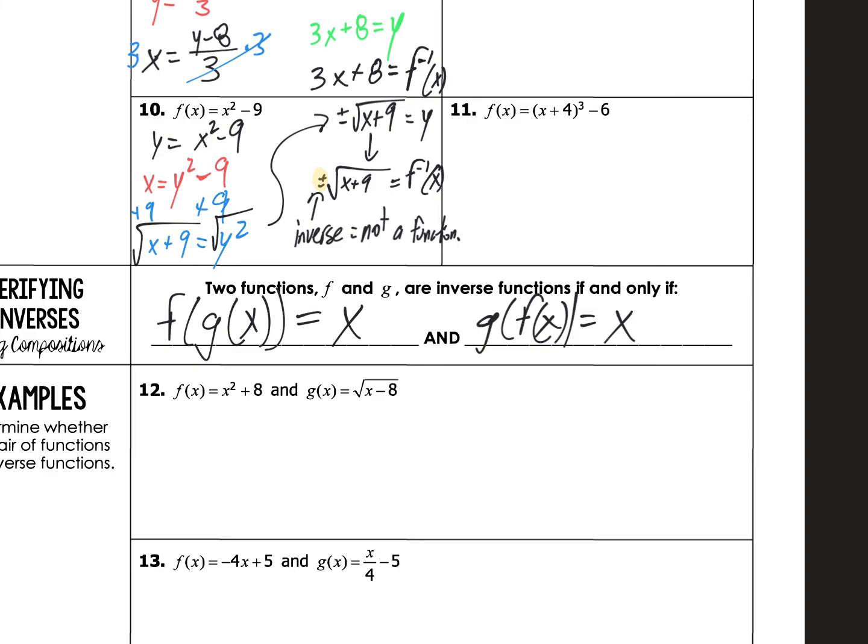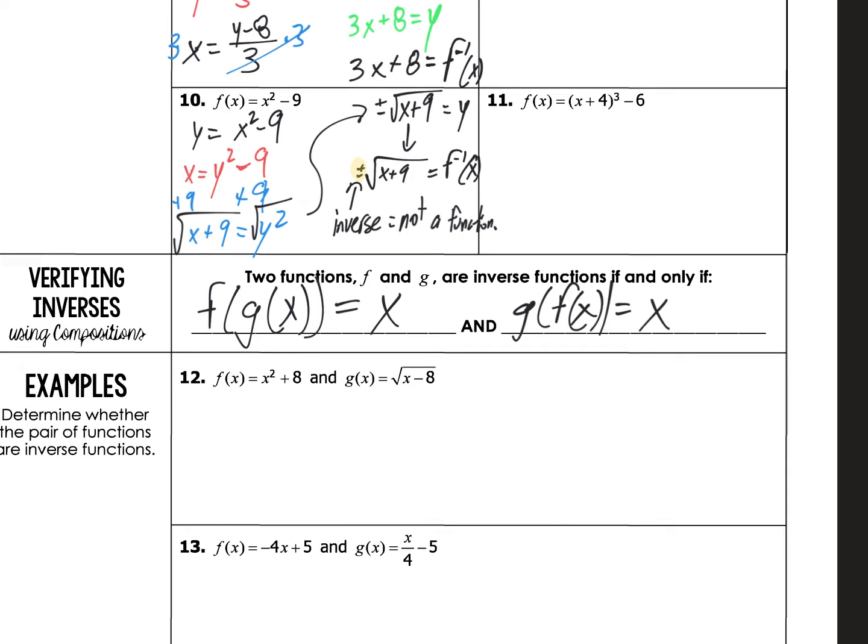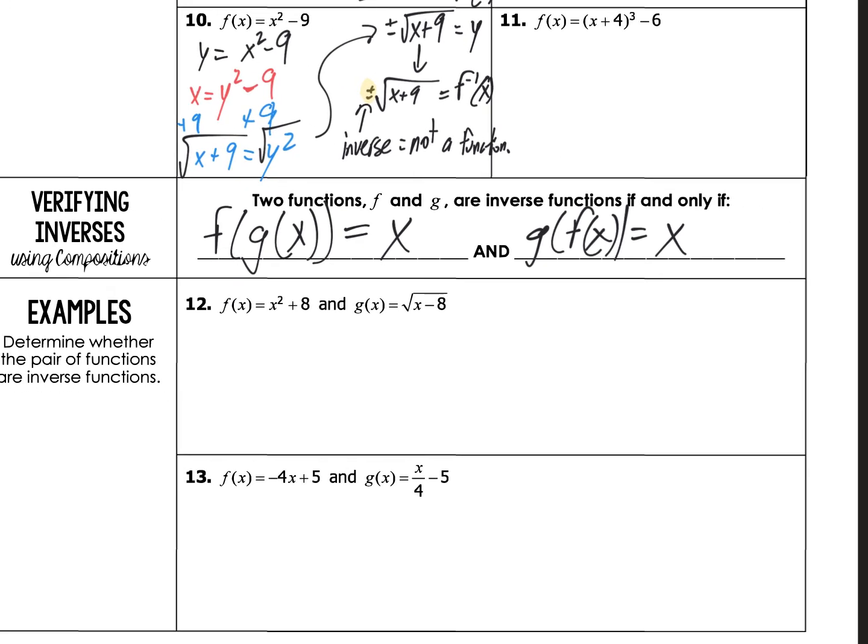So for example, with number 12, let's see if we are in fact able to get these to cancel out. So we'll do f of g of x. First of all, wherever there was an x, I'm going to leave a blank for now in f. So I've got blank squared plus 8. Every single x I had, I'm going to leave that little blank there.